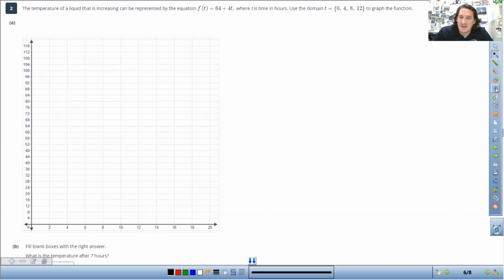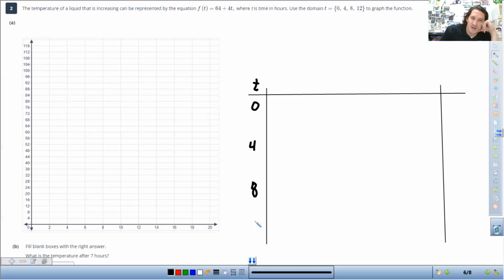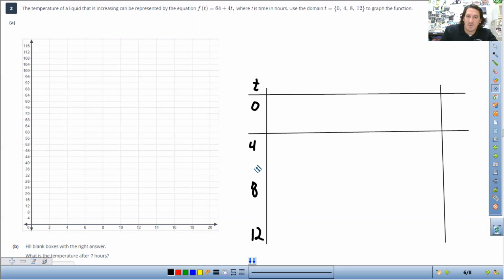And t in this case is time in hours. That's going to be the input or the domain. So we have t in this column. We put in our domain. So the domain is 0, 4, 8, 12. Organize the table a little bit.